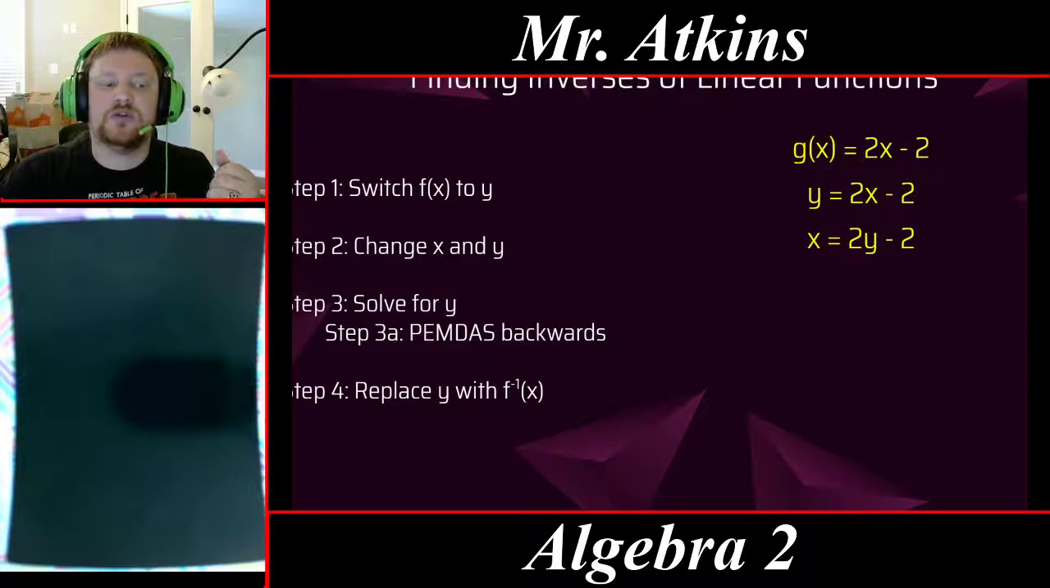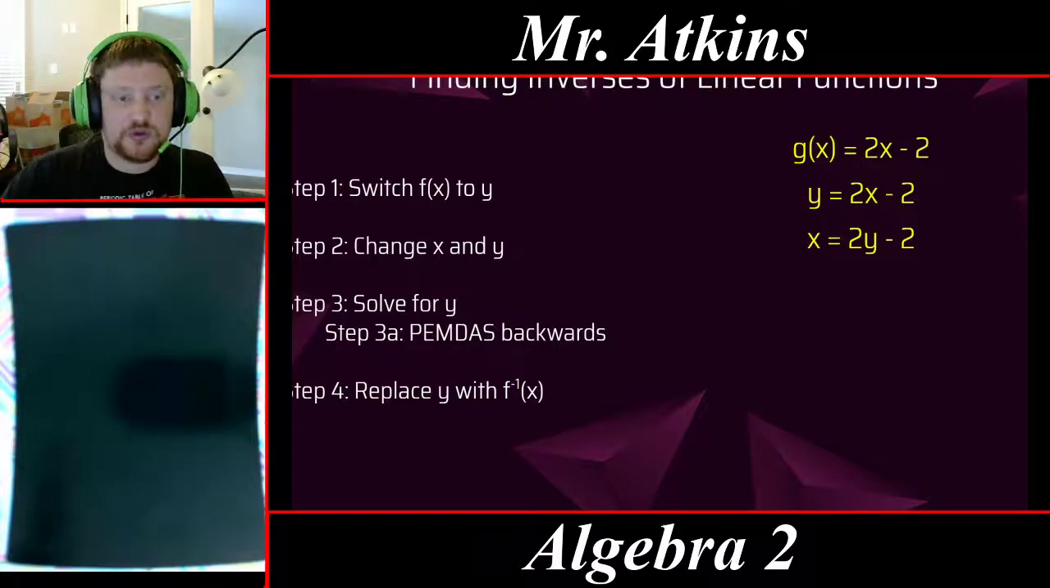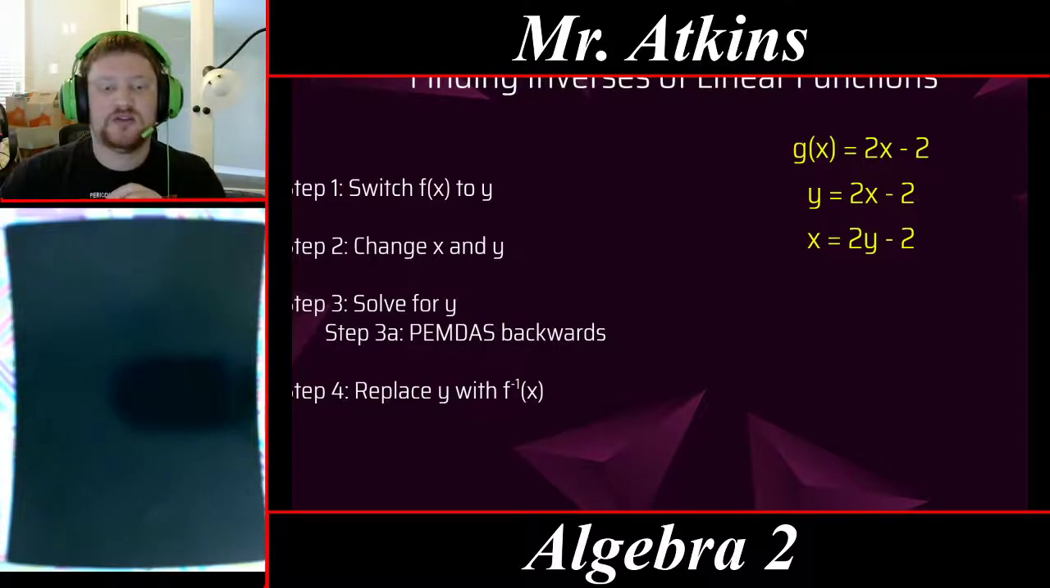Now we're going to do step 3, PEMDAS backwards. So I see some subtraction, which is the last step of PEMDAS. So we're going to do that first. Instead of minus 2, I'm going to do the opposite of subtraction, which is addition. So I'm going to add 2 to both sides. I get x plus 2 equals 2y.